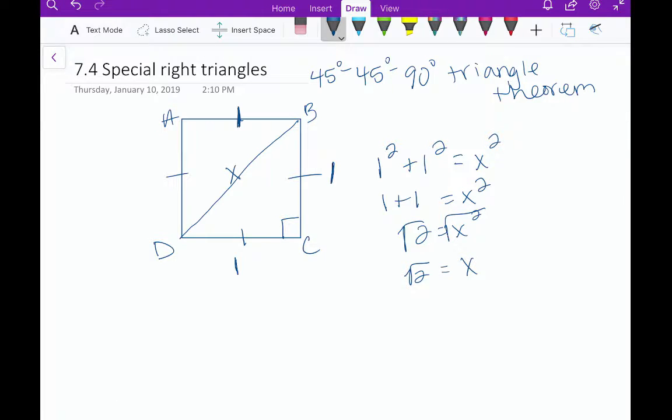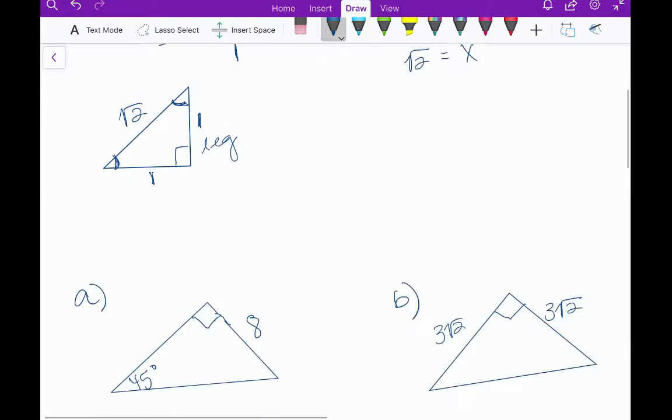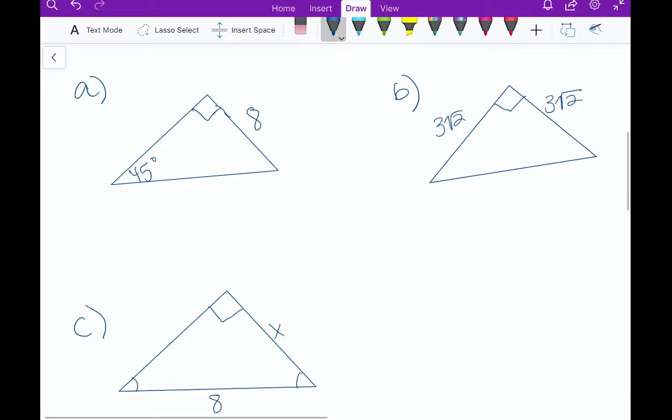All right? So in a 45, 45, 90 degree triangle, the ratio is always going to be 1 to 1 to square root of 2. Again, if it's a 45, 45, 90, that means these angles are congruent, which is why these sides are congruent. And the hypotenuse will always be the square root of 2 times whatever the leg is. So here the leg is 1, therefore the hypotenuse is 1 times the square root of 2, which is the square root of 2. So let's look at a problem to see how this works.